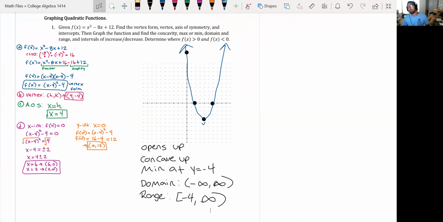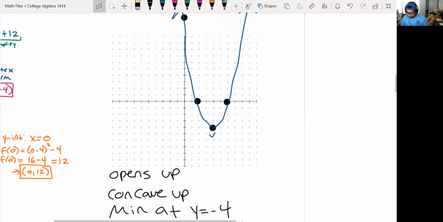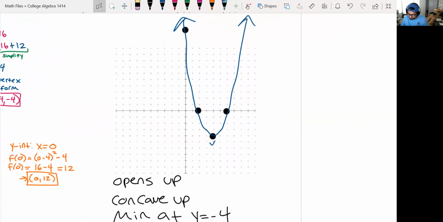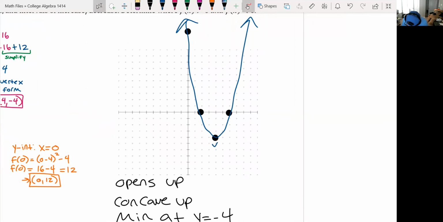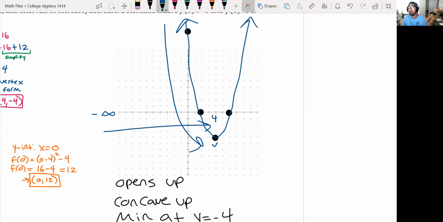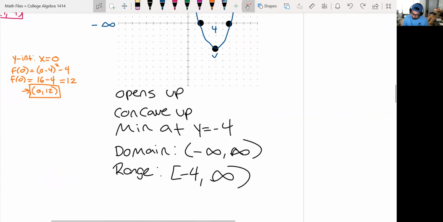Domain, range, intervals of increase, decrease. Oh my goodness, we want so much information. So let's come here. Remember, for intervals of increase and decrease, we read the graph from left to right. And I'll put the x value here. This is at 4. So we see from -infinity to 4, the graph is decreasing. So for my decrease interval, that's from -infinity to 4.